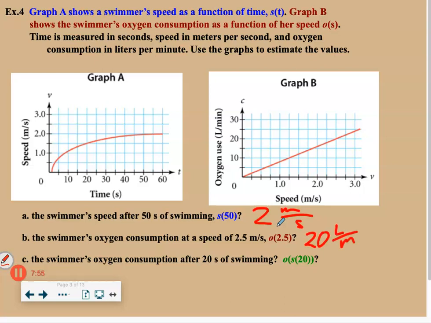Last one, 20 seconds of swimming. What is her oxygen consumption? How on earth do you do this? Tony, what do you say?